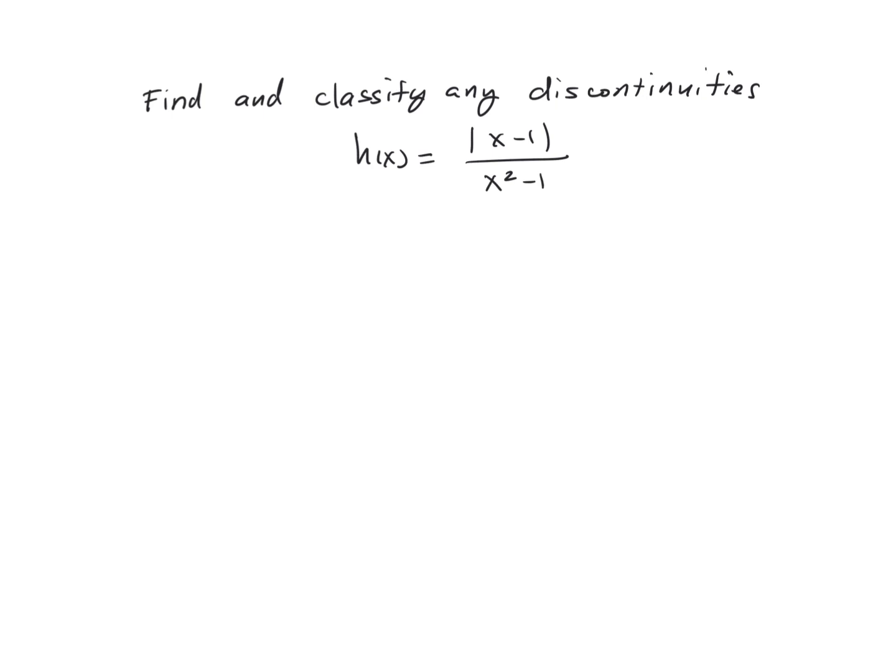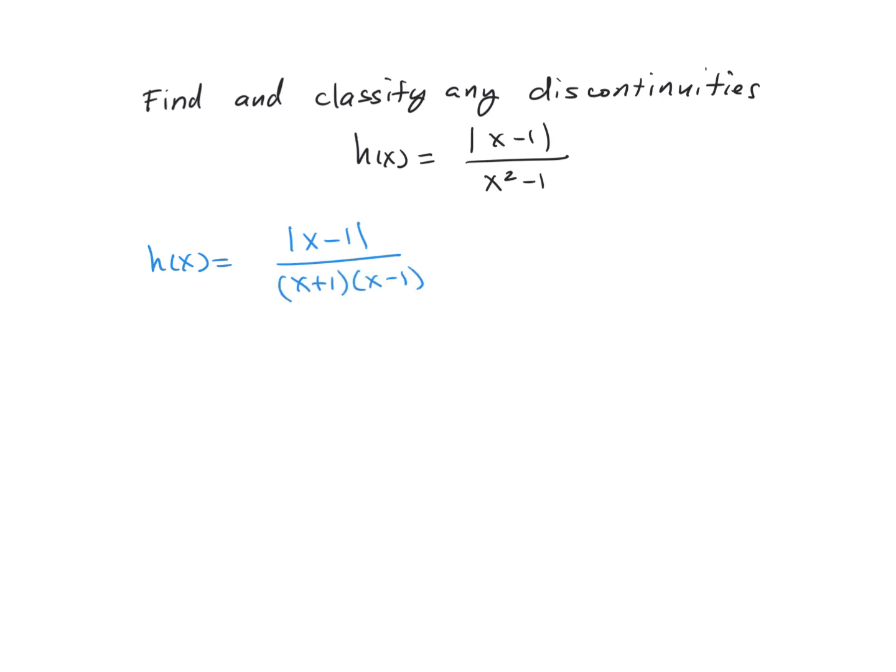Okay, so for this next example, we have to go through and find the discontinuities, if any, for this function h of x equals absolute value of x minus 1 over x squared minus 1. And the first thing we want to do, of course, is write this thing in a factored form, because when we have it in a factored form, we know what to look for. So that's the absolute value of x minus 1 over top of x plus 1 and x minus 1.